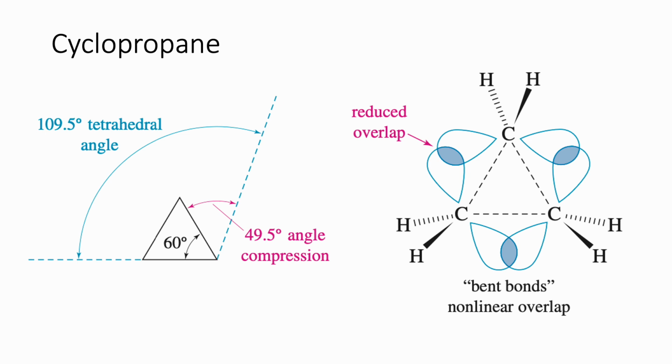So the difference between 109.5 and 60, we call that angle compression or ring strain. The ideal angle for these atoms would be 109.5, but it's squeezed down to 60, so there's 49.5 degrees of angle compression or ring strain in cyclopropane. Notice also that these bonds are not very strong because the overlap of these orbitals is not very great. The orbitals are not pointing at each other very well. We would call them bent bonds maybe, and so they're very weak bonds.